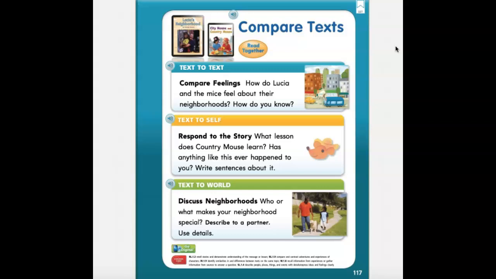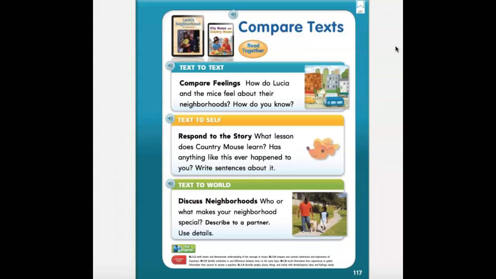I think in the story Lucia's Neighborhood, Lucia likes her neighborhood. I think this because Lucia goes around her neighborhood with her mother and meets a lot of the people in her neighborhood. She is smiling in the story, and she gets gifts from people in her neighborhood. In our story, City Mouse and Country Mouse, I think that the mice like where they live. And Country Mouse talked about how even though he does not have what City Mouse has, he feels safe at his house.